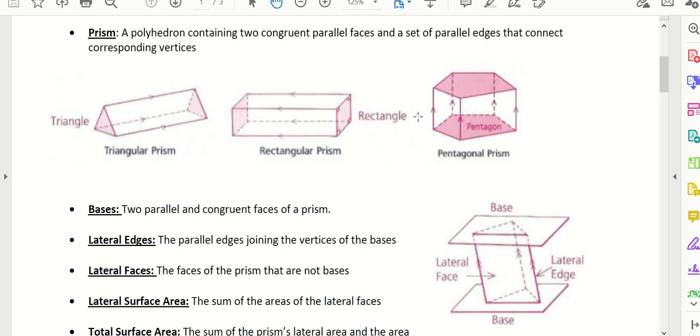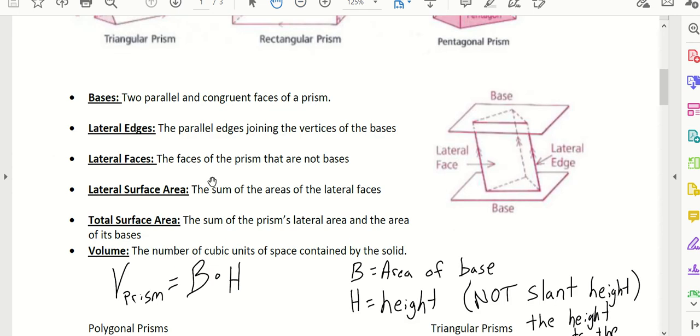So the pentagonal prism has 5 sides around it, 5 lateral faces, and it has 2 bases, one on the top, one on the bottom. So we have a total of 7 faces. We have to find the area for each of those to find the surface area of the pentagonal prism. All right, so that was total surface area. So, sum of the prism's lateral area and the area of its bases.